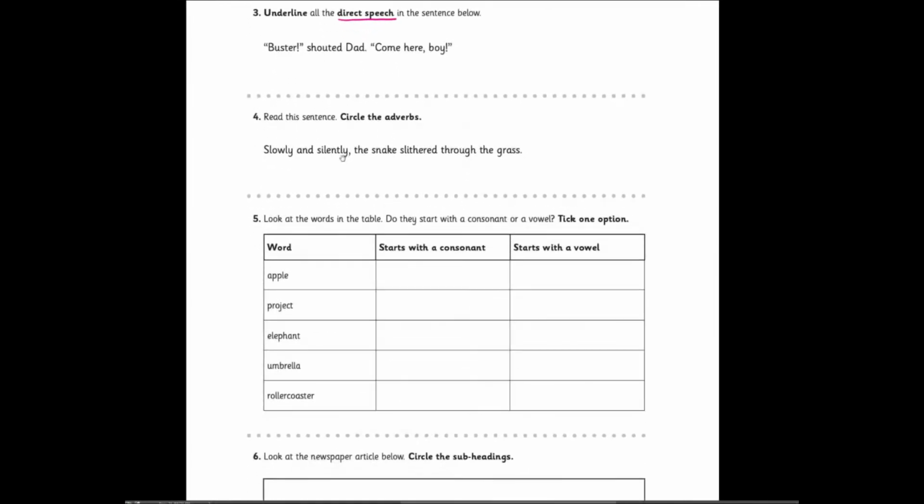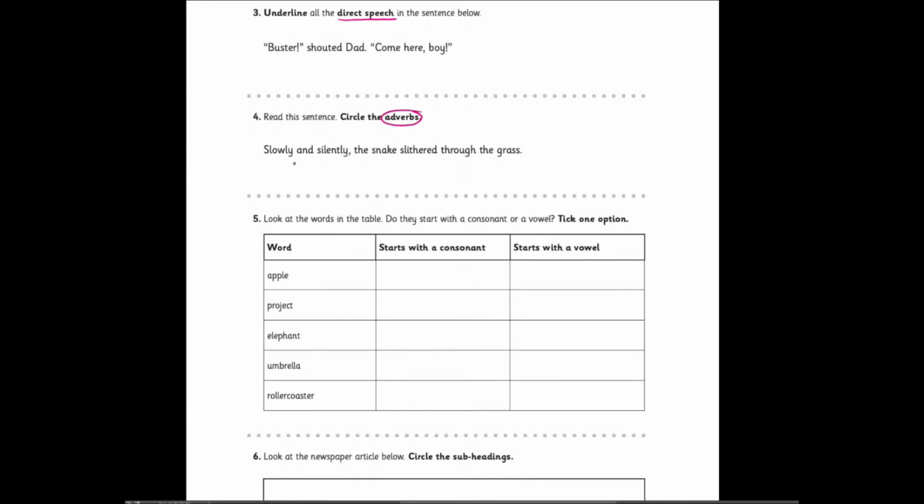Alright, number 4, read this sentence and circle the adverbs. So adverbs, that's important. So verbs are doing words, and adverbs are words that tell us how those things are done. So, for example, he ran to the supermarket. Ran is our verb, but we don't know how he ran. Let's think. He's in a rush, obviously, so let's use the word quickly. He quickly ran to the supermarket. Quickly is our adverb because it tells us how he ran.